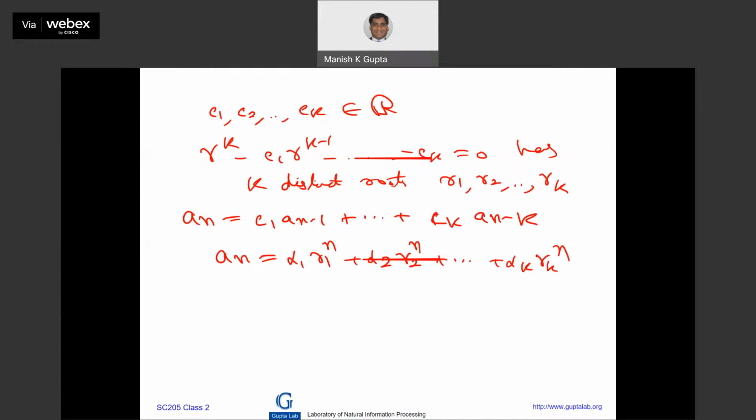So I don't know why there is a problem. Anyway, this is alpha 2 r2 raised to power n and so on, plus alpha k rk raised to power n. General case, right? Not very difficult. If the roots are distinct, you know what to do.